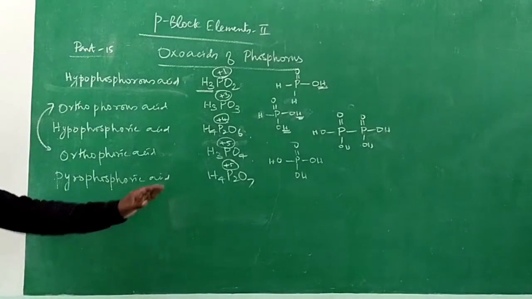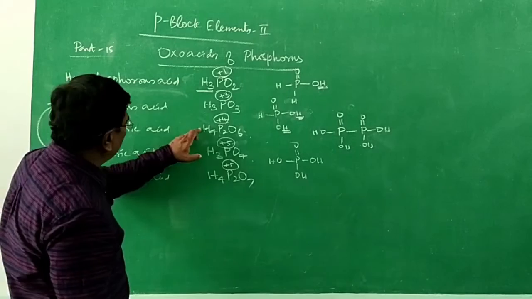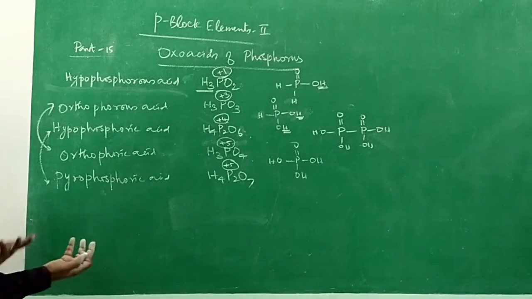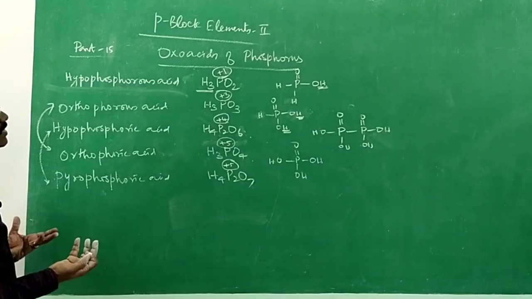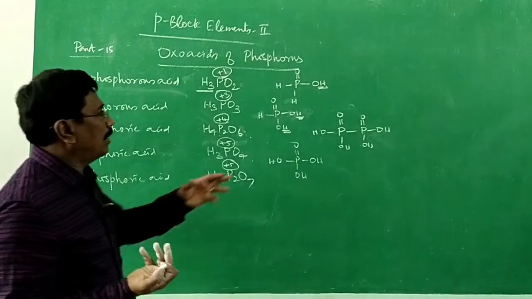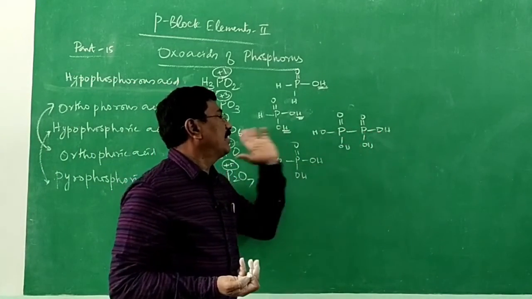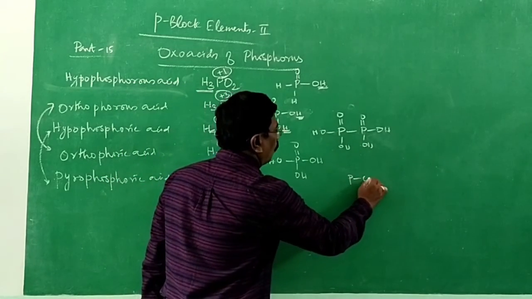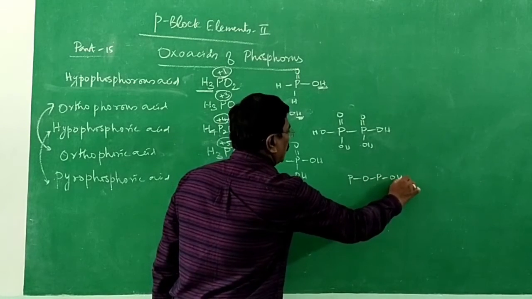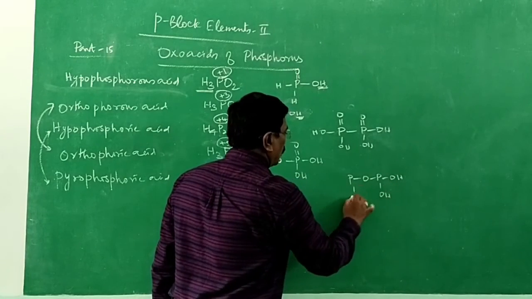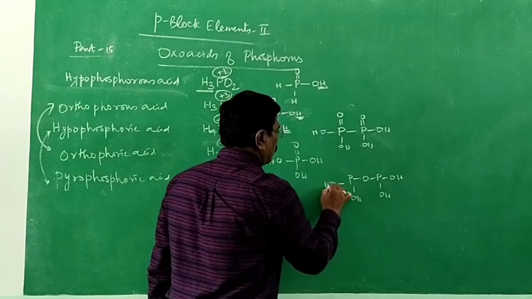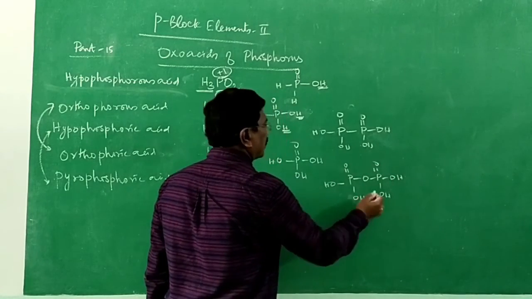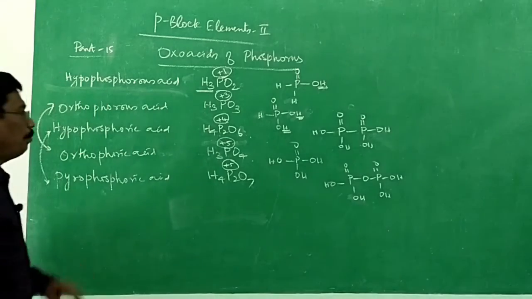If we go for pyrophosphoric acid, same thing. We can compare these 2. The only thing is the excess oxygen. Where can we put the excess oxygen? Nowhere, already everything is finished. So it goes in between phosphorus and phosphorus. That's all: P, O, P, with OH, OH, OH, OH, double bond O, double bond O. This is how we get the structure for pyrophosphoric acid.